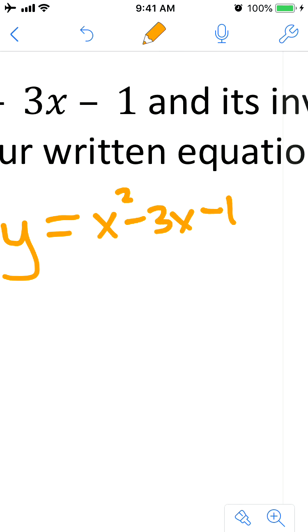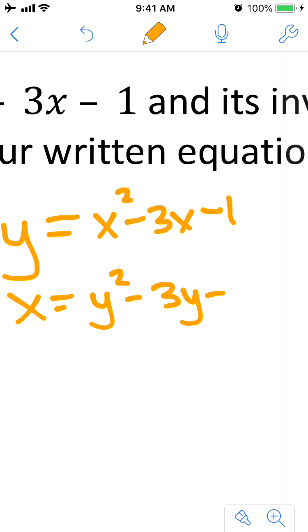Cool. And then we flip-flop. X is equal to y squared minus 3y minus 1. Every occurrence of x became y, every occurrence of y became x, right? Just switch it around. Okay.